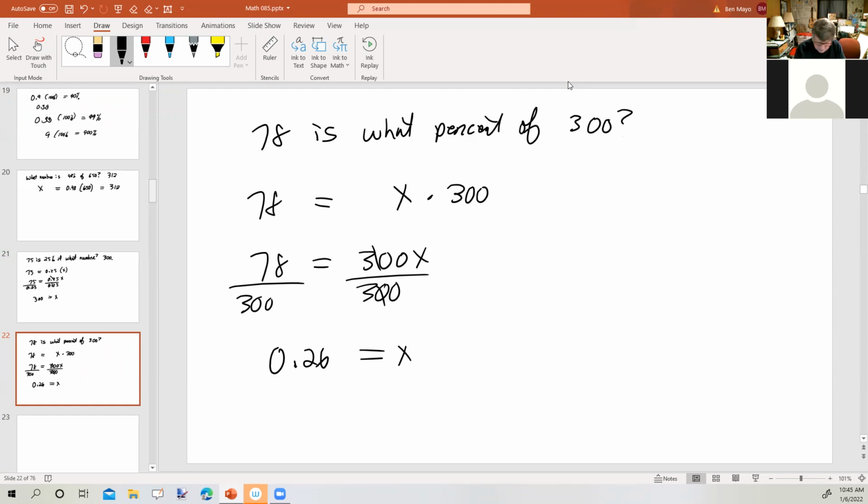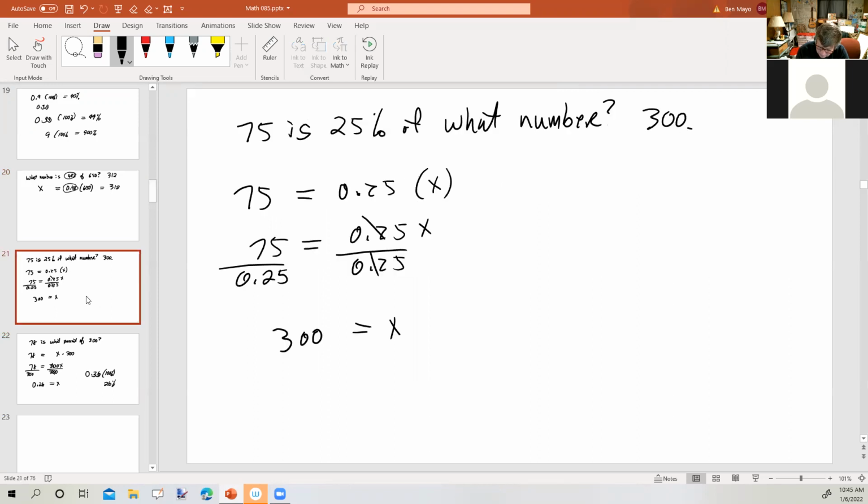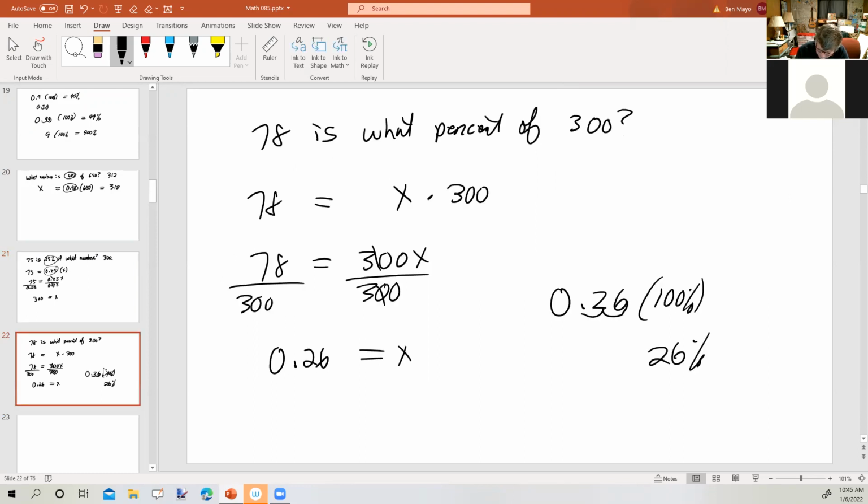Now, x is 0.26, but that's not a percent. So I need to change that into a percent, like we did earlier, multiply by 100%, we get 26%. Notice in these first two problems, we took a percent and wrote it as a decimal in the actual equation. So here, x ends up being a decimal, but we have to change it back into a percent to get it back into the original form.